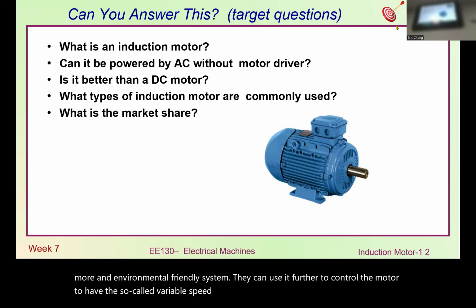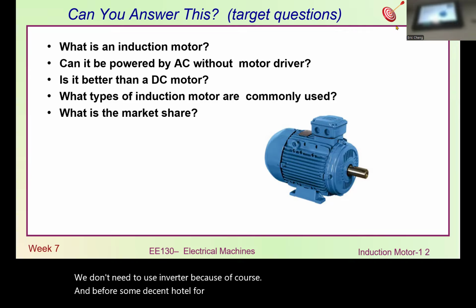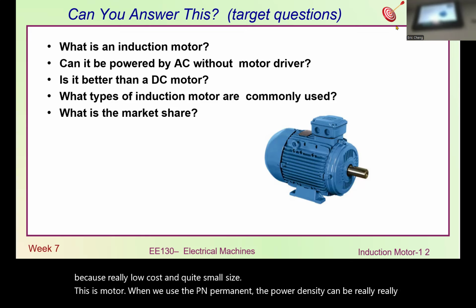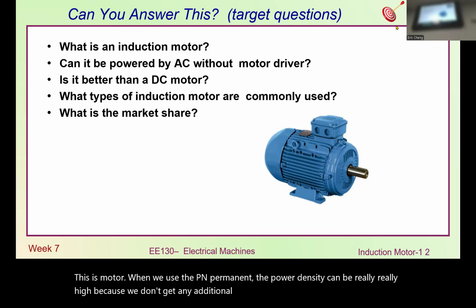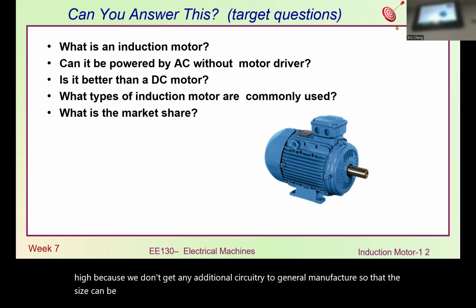And for some DC motors, for instance in some power drills, we use DC motors because they are really low cost and quite small in size. With a DC motor using permanent magnets, the power density can be really, really high, because we don't need any additional circuitry to generate magnetic flux. So the size can be quite compact, with high power density.